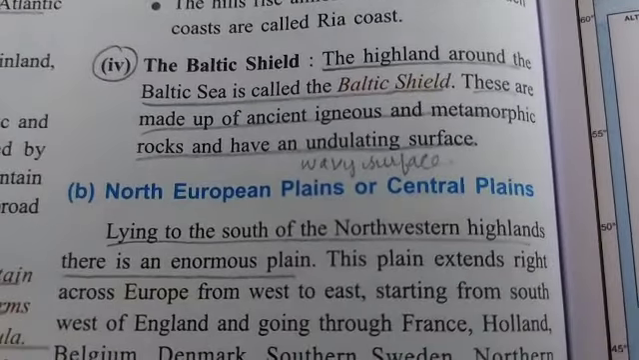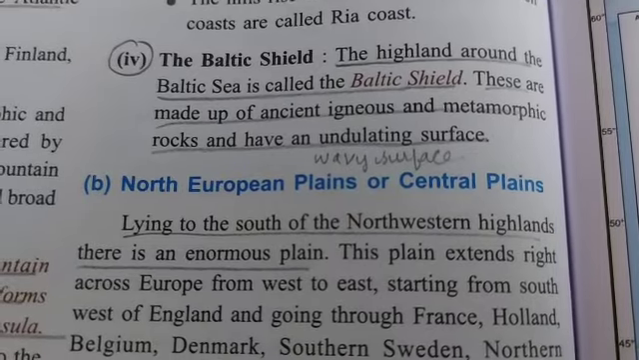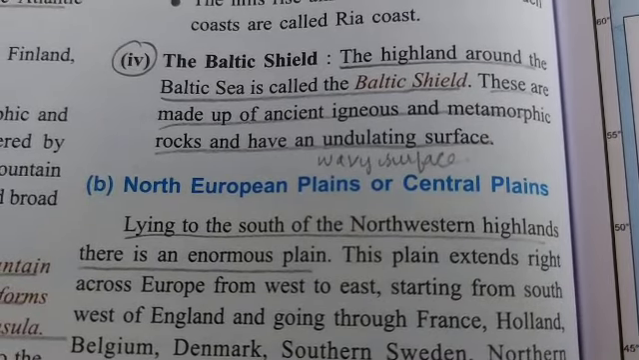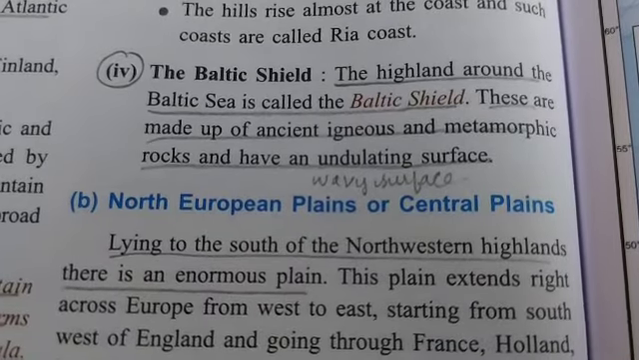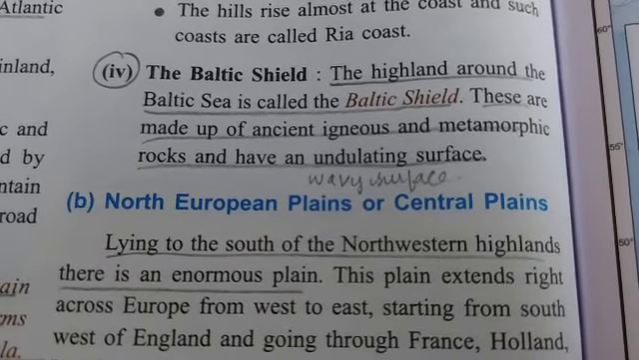What is the meaning of undulating surface? Wavy surface or curvy surface is known as what? Undulating surface. Next we are going to study is North European plains or Central plains. What is given?